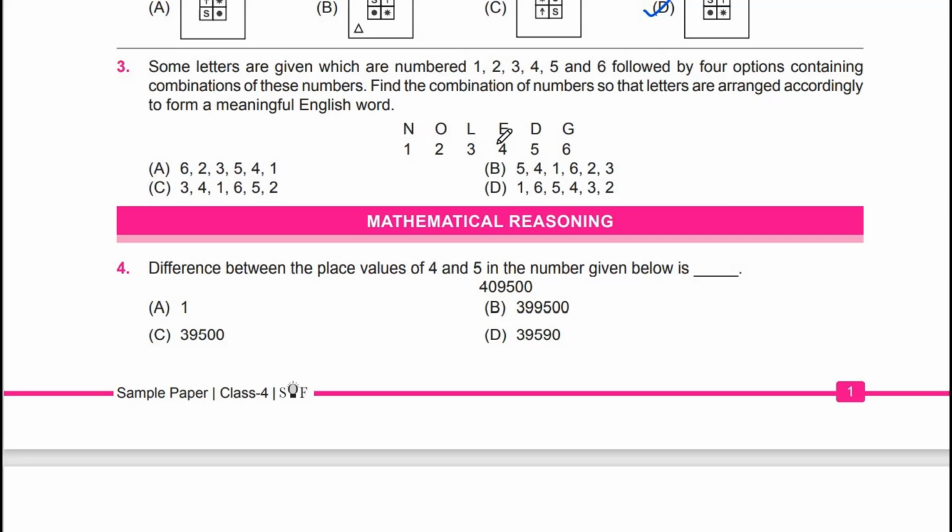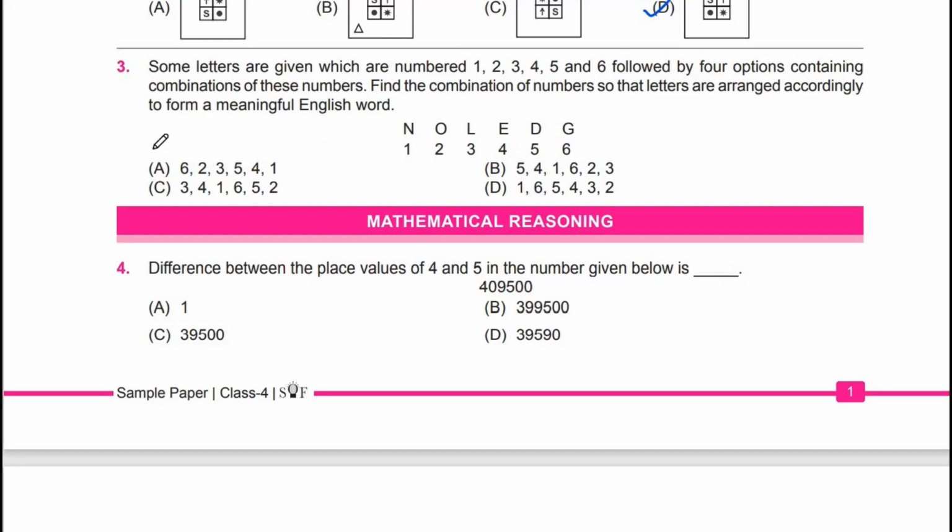So we have N, O, L, E, D, G. So what can be formed here? Anything with N or L. So if you are confused with something like this, since this is a bigger word with 6 alphabets, you can take the options and start writing the alphabets according to the options given.